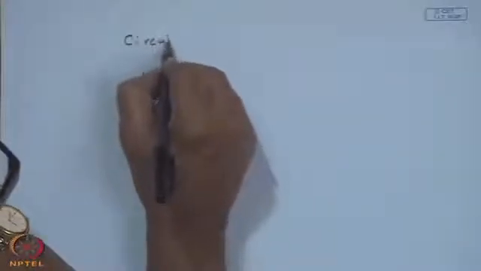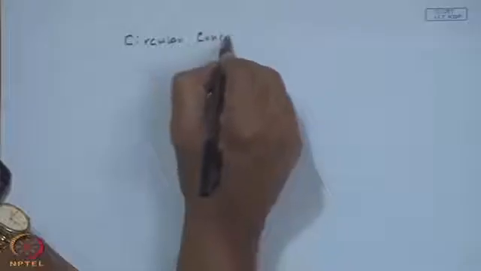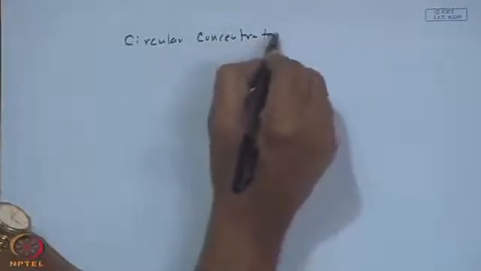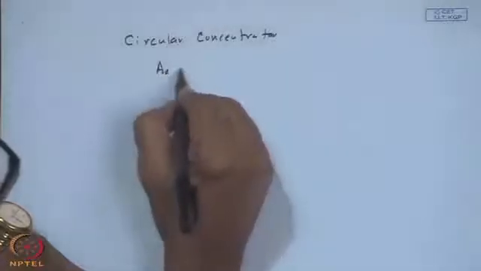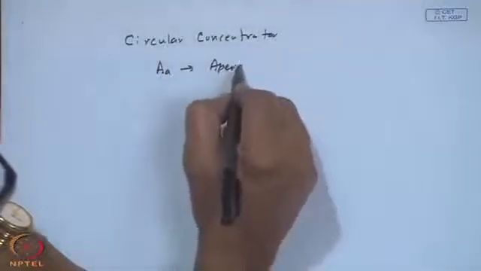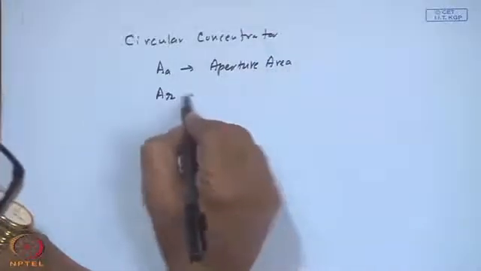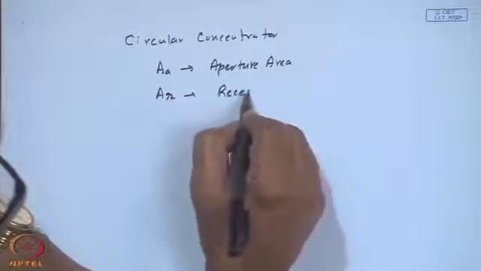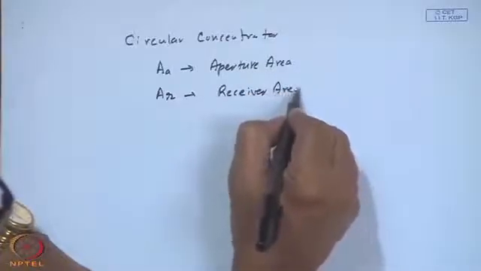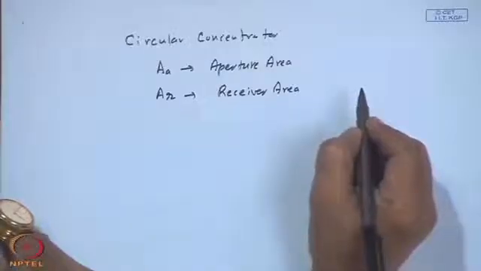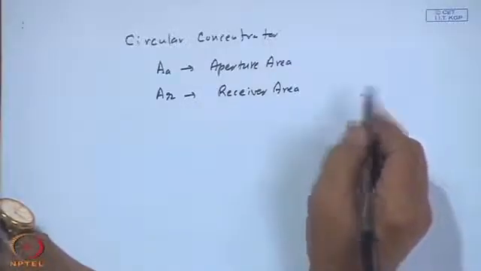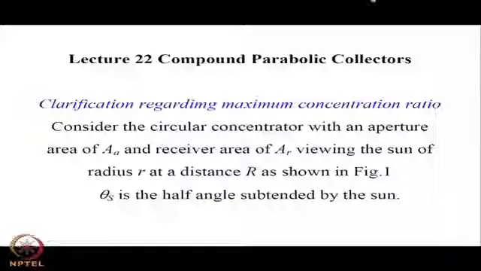We will consider a circular concentrator of aperture area A and a receiver area of AR. So, whatever is the solar radiation that passes through the aperture area gets reflected or refracted and gets focused onto the receiver of area AR as shown.